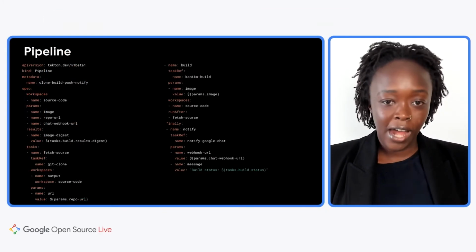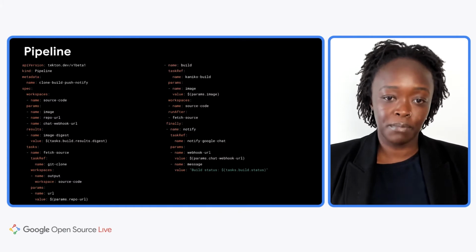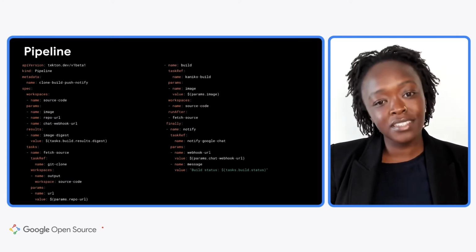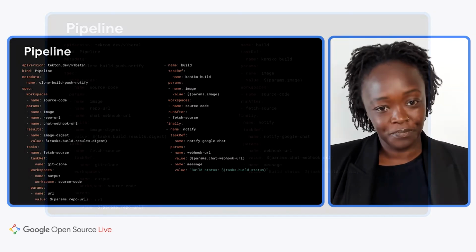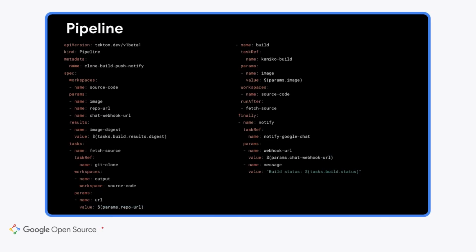This is exactly what happens in the next task, which is a build task, which is referencing the canonical build task that we just defined in the previous section. And here we have to pass in the image parameter from the pipeline level into this task. It also uses the workspace source code. And here you can also see that we have the run after definition, where we indicate that this task should run after the previous task fetch source.